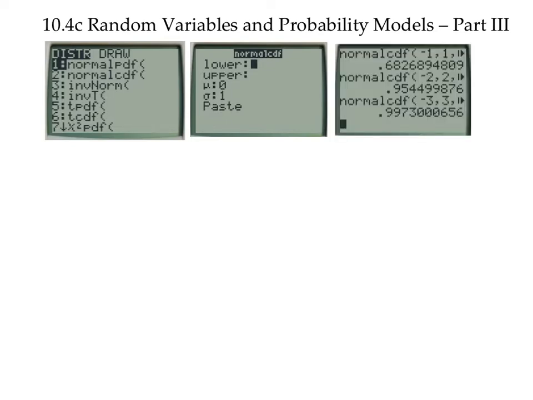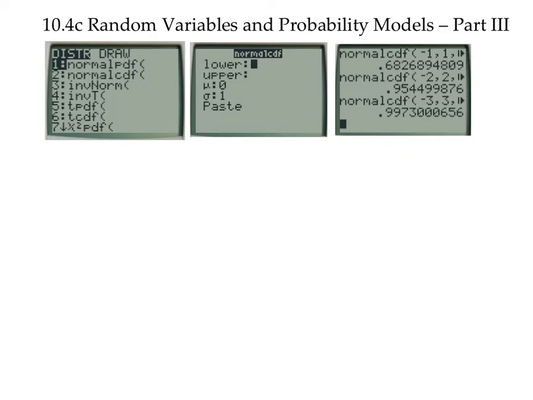I've gone ahead and done that. We see that the actual percentage is 68.2689 and so on, between 1 below and 1 above, and I also on the same screen did 2 below and 2 above, and you see it's about 95.45 percent, and from 3 below to 3 above is about 99.73%. So you can use this to get the probability within any number of standard deviations left and right of the mean.